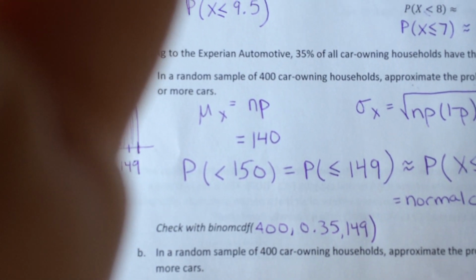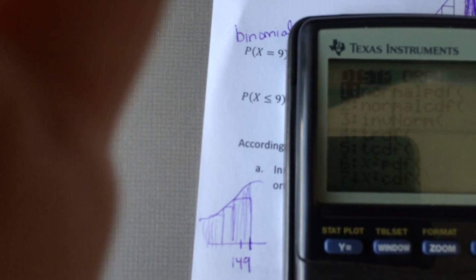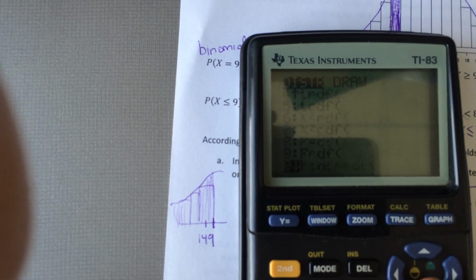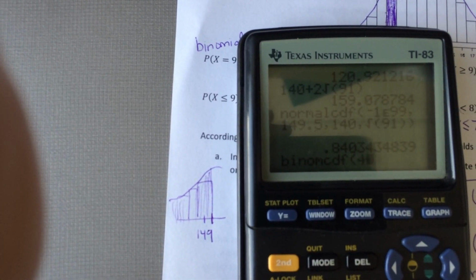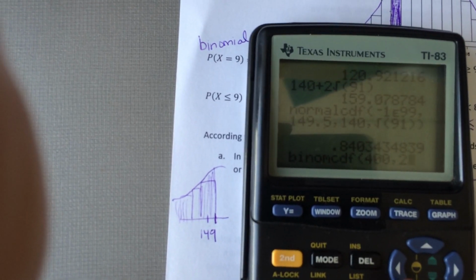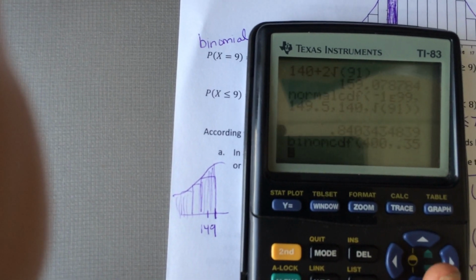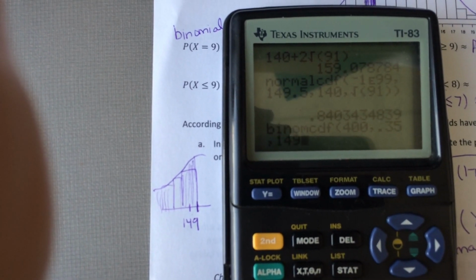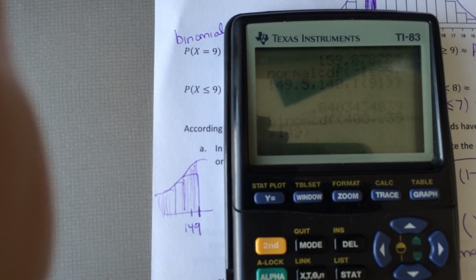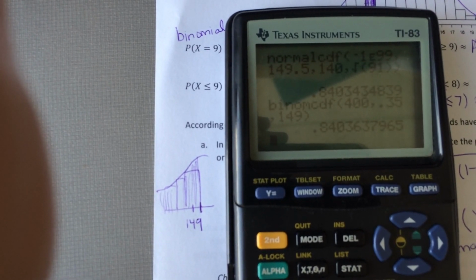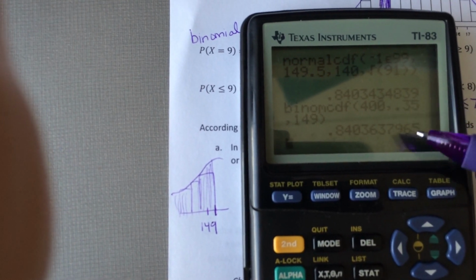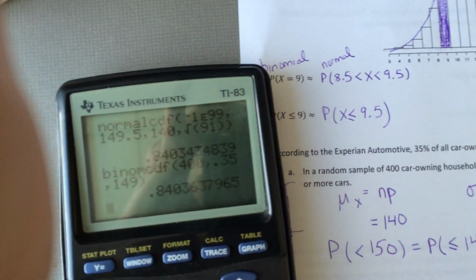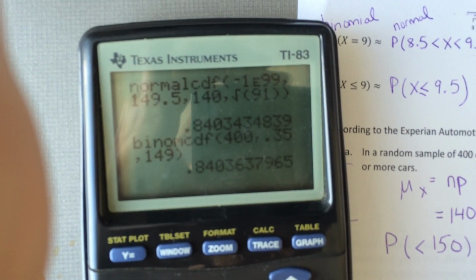Again, we go to second vars on our calculator, all the way down. Our parameters are n, p, and less than or equal to 149. All right, so that's not that bad of an approximation. This is what we had at first, and this is what we have now. So that's pretty cool. We have a pretty good approximation.